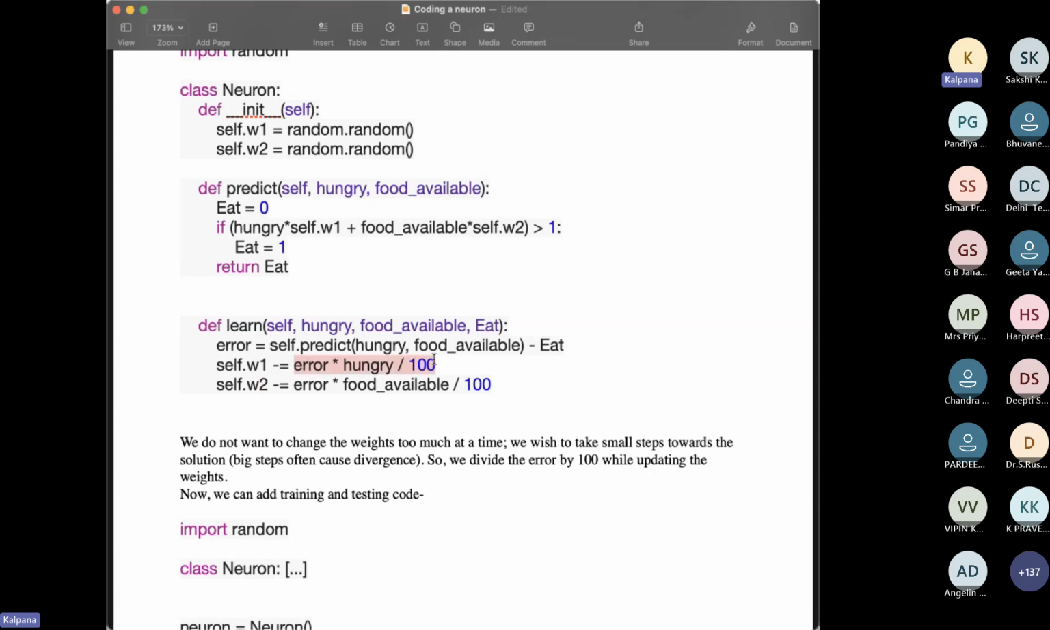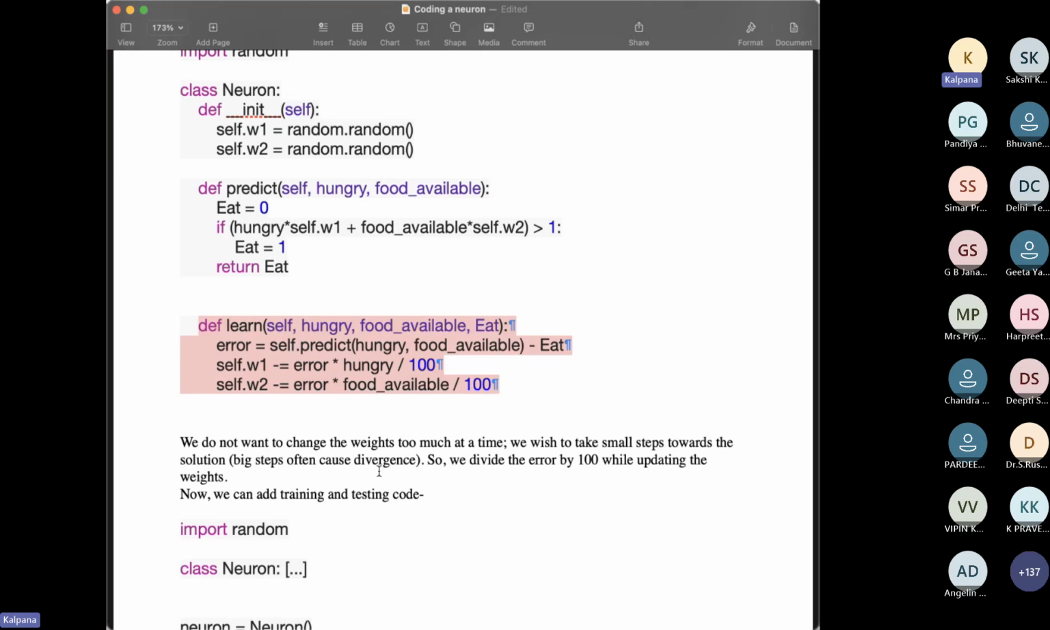Now divide by 100 is actually the rate we are trying to fix over there. We want the weights, the initially assigned weights, to change very, very slowly. Gradually they should change. If we change them very fast, we might miss the optimal weights. So you compute the error, and depending upon the error values, you make the changes in the weights. So this is actually the learn process.